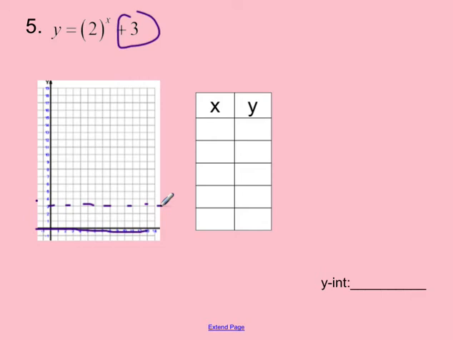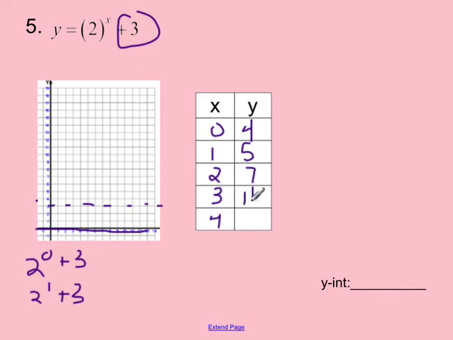Okay, so now let's go ahead and plug in our values. We have 0, 1, 2, 3, and 4. So we can plug in our values. Once you go ahead and do that on your own, make sure you can get it right. So 2 to the 0 power is 1, plus 3 is 4. 2 to the first power is 2, plus 3 is going to give me 5. And continuing to put that in our calculator with all the exponents, 2 squared plus 3 is 7, 2 cubed plus 3 is 11, and 2 to the 4th plus 3 is 19.